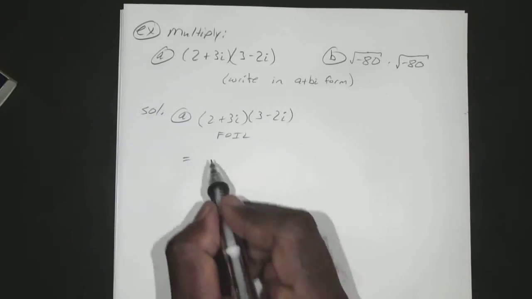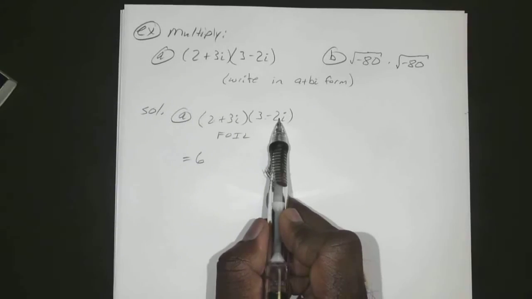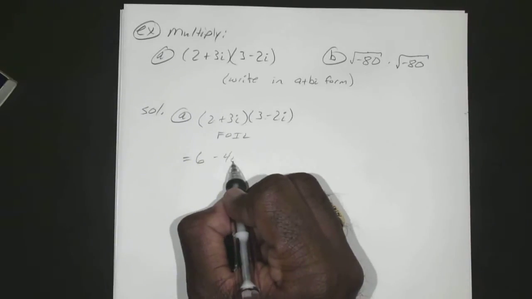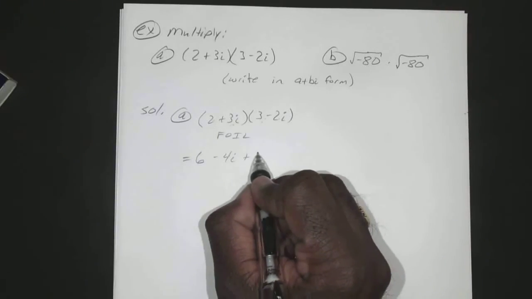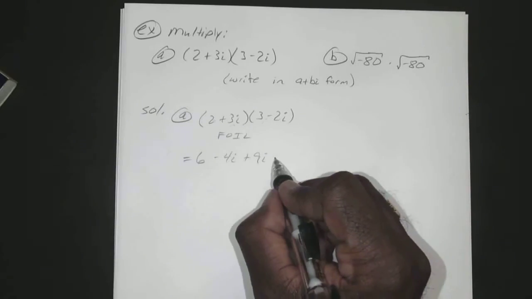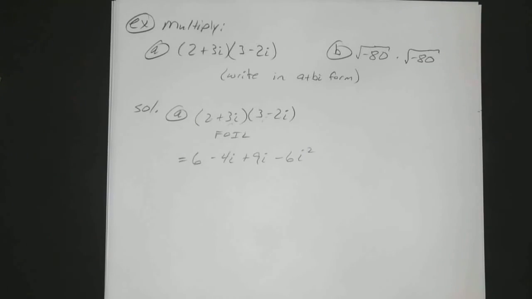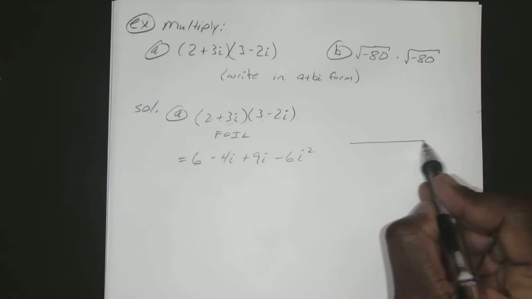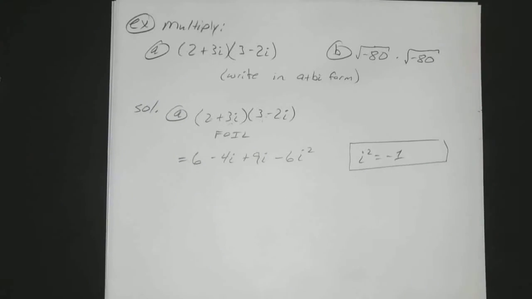Okay, so our first, 2 times 3 is 6. 2 times negative 2i is negative 4i. 3 times 3 is 9, so that would give us 9i. 3 times negative 2 is negative 6, so it would be negative 6i squared. Okay, so just like before, we want to remember that i squared equals negative 1.